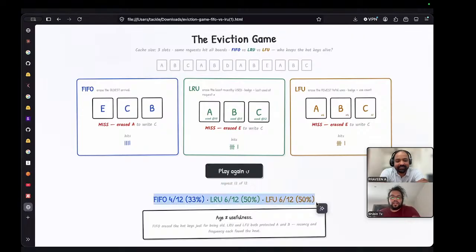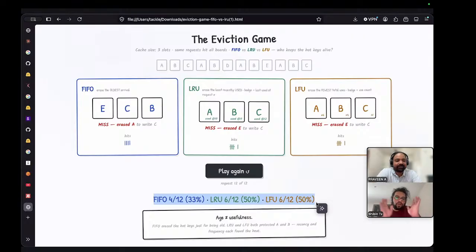The 4 time in FIFO case, 4 time it found in the cache, 12 out of 12 requests. In LRU 6 and LFU 6. I mean, it has been 50%, identical, but based on the frequency, it could change, right? Yes.